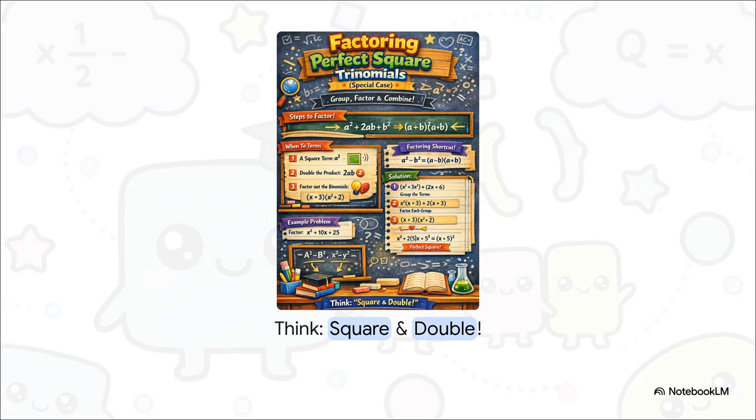Notice how both the first and last terms are perfect squares. Let's find the roots, that's x and 5. Multiply them together to get 5x, and then double it. Since doubling it gives us our exact middle term of 10x, we know for a fact it's a perfect square trinomial. We instantly factor it as (x + 5) squared, totally bypassing the long AC method.